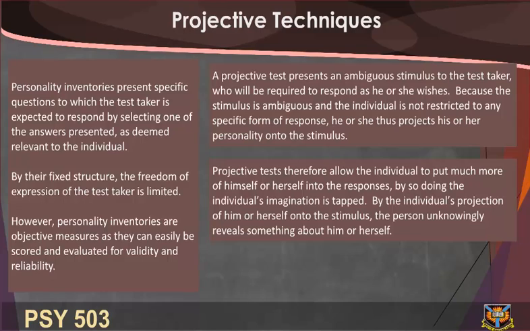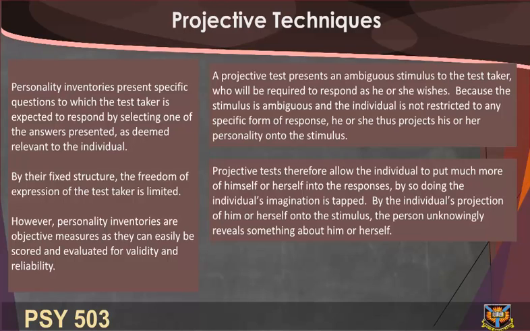Projective techniques. Personality inventories present specific questions to which the test taker is expected to respond by selecting one of the answers presented as deemed relevant to the individual. By their fixed structure, the freedom of expression of the test taker is limited. However, personality inventories are objective measures as they can easily be scored and evaluated for validity and reliability.